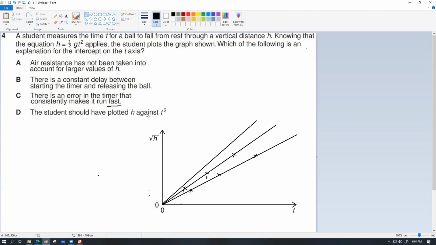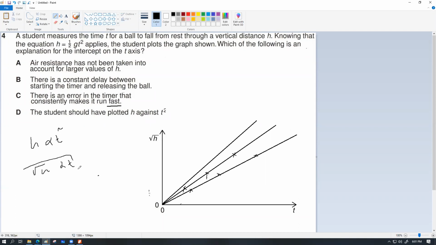আচ্ছা ঠিক আছে, সমস্যা নাই। নাজির, থ্যাংক ইউ। The student should have plotted h against t square. Well, h against t square plot করলেও আমাদের এই এররটা এরকমই থাকতো, because দেখো, the idea is very simple. h versus t square, h is proportional to t square. That is also the reason why h proportional to t works.